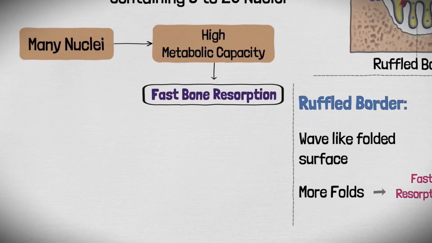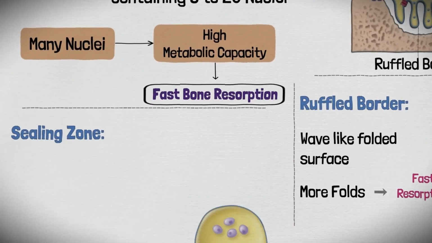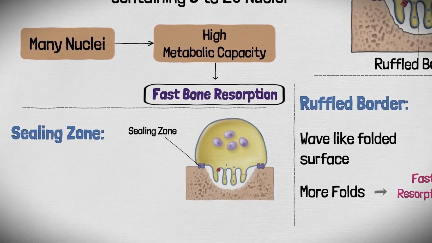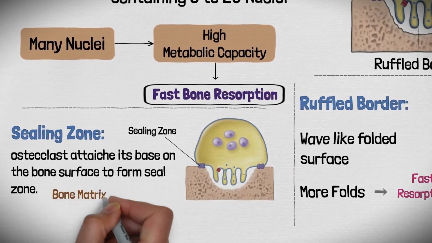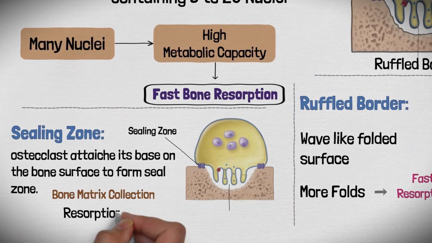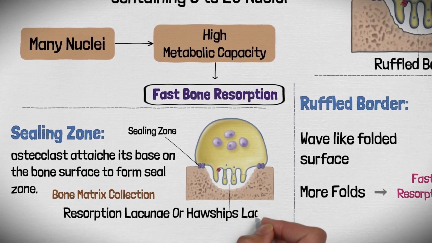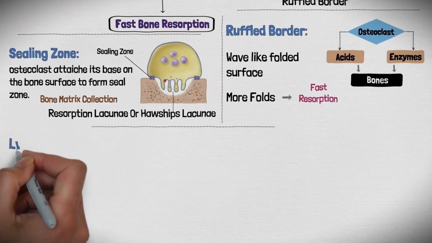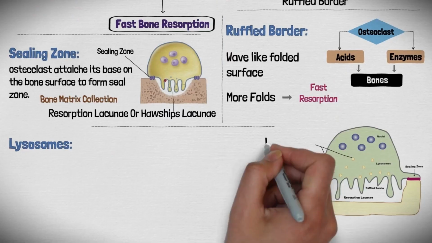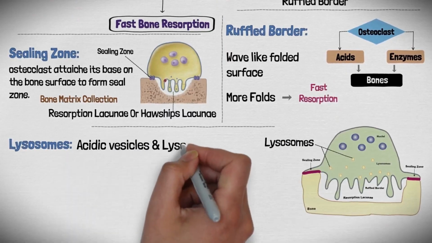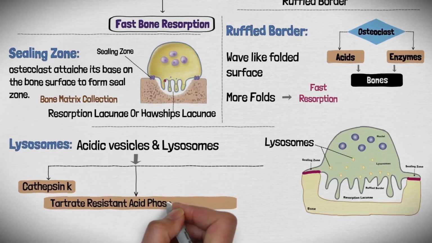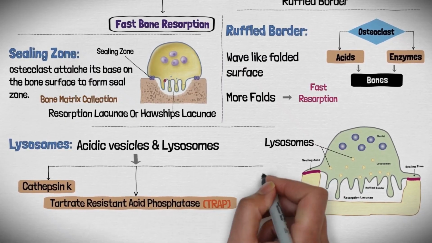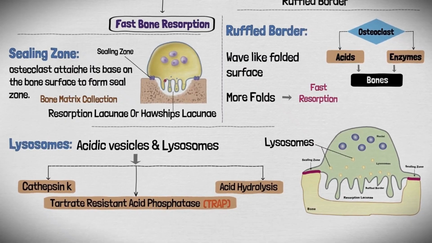Sealing zone. The osteoclast attaches its base to the bone surface, creating a strong sealed area. It is within this sealed zone that the broken down bone matrix accumulates. This small isolated zone is called the resorption lacuna or Howship's lacuna. Inside these cells, there are many acidic vesicles and lysosomes that contain enzymes like cathepsin K and tartrate-resistant acid phosphatase, or TRAP for short, as well as acid hydrolases. These enzymes break down bone.